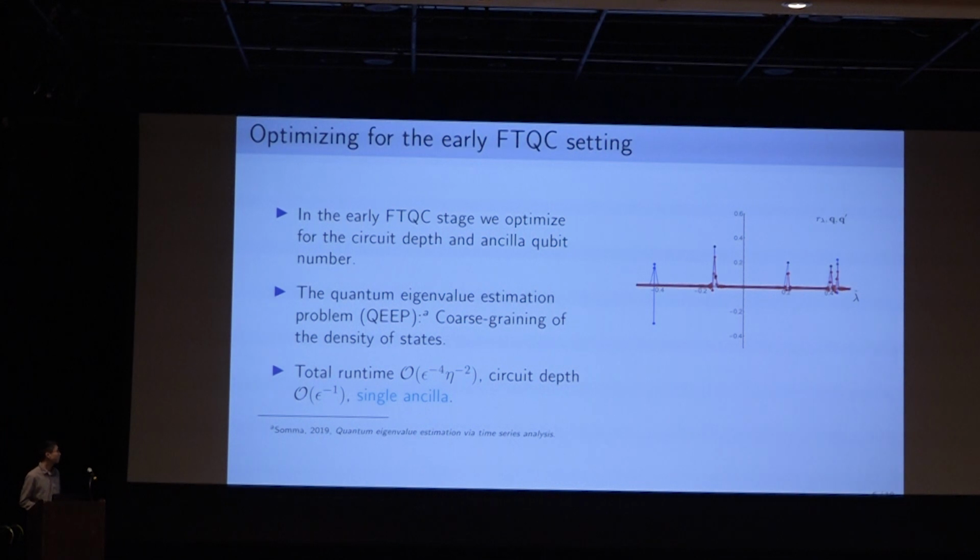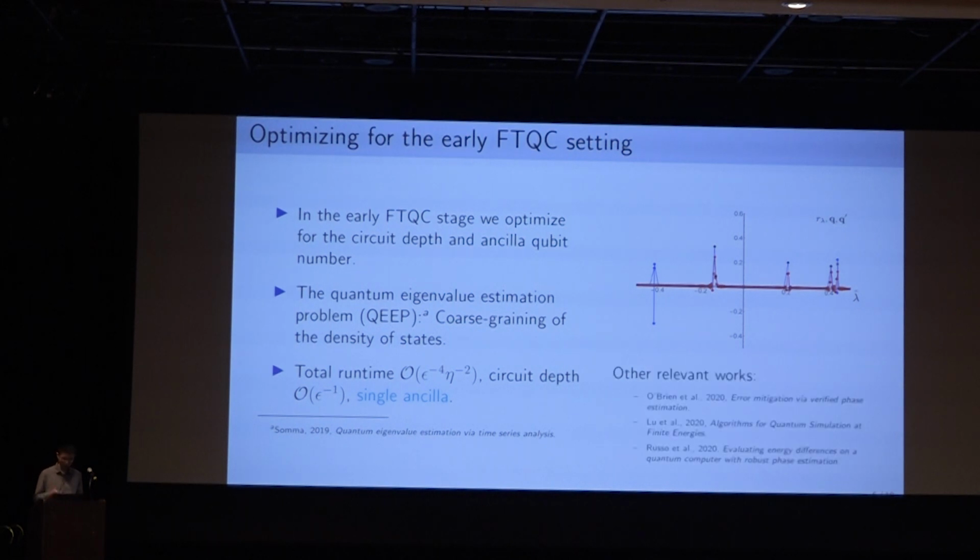So this is pretty bad scaling if your epsilon is small. But the circuit depth is really good, it's epsilon inverse, and it also requires only a single ancilla qubit. So that's actually what we want to achieve in the early fault tolerance setting. We want circuit depth to be low and the number of ancilla qubits to be small, but the total runtime here seems to be pretty beyond what we can tolerate.